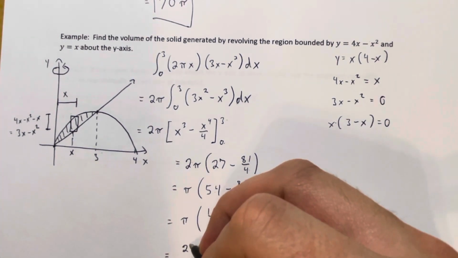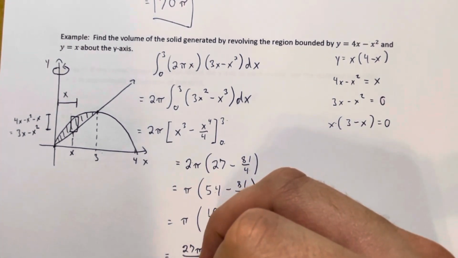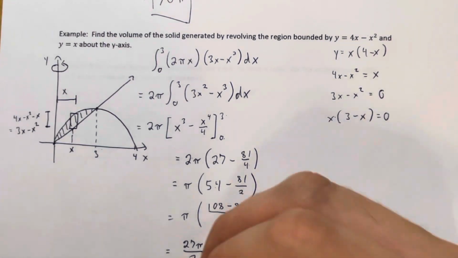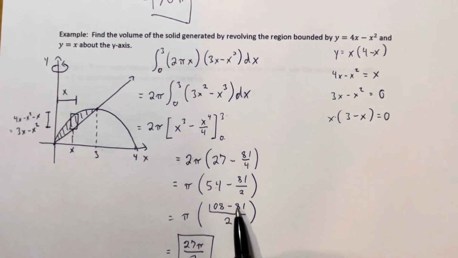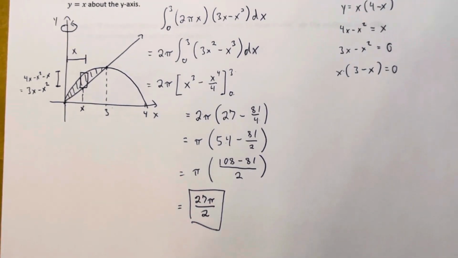So this is going to be 27 pi over 2 when I bring that pi in as well. Let me just double check, make sure I did that correctly. Yeah, that's right, 27 pi over 2. Okay, so that's our answer.